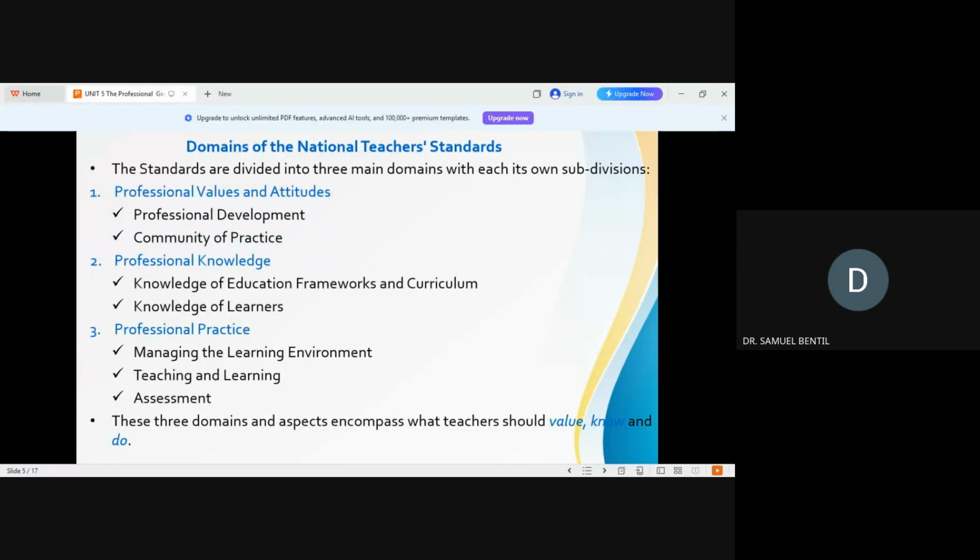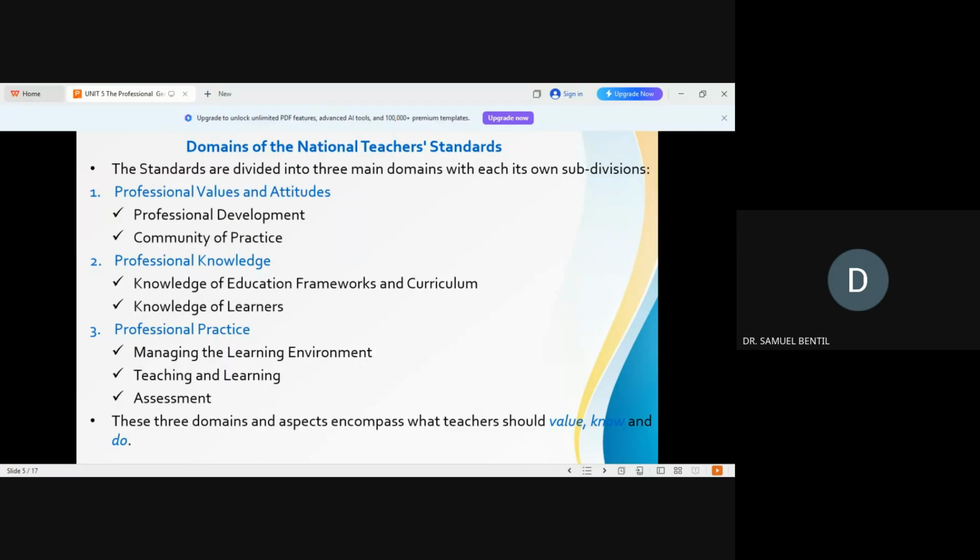National Teacher Standard. There are three main domains of the standards. One of the domains is the professional values and attitude. And under it, there are two areas: professional development and community of practice. Then the second domain is the professional knowledge. Under the professional knowledge, we have the knowledge of education frameworks and curriculum, and the knowledge of learners, very, very important.